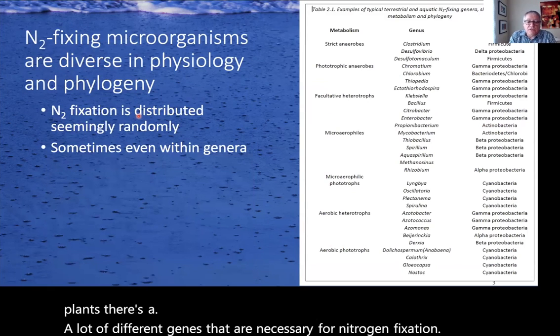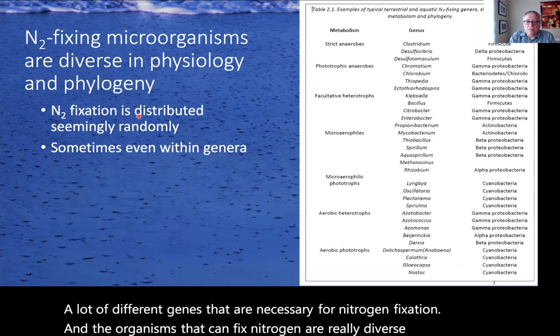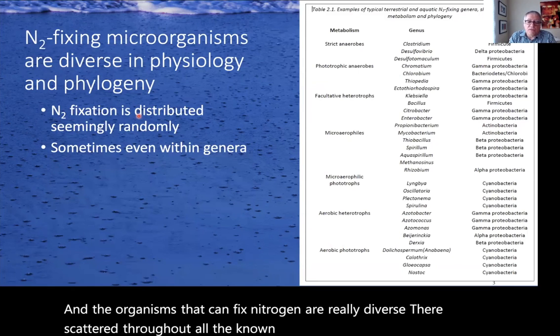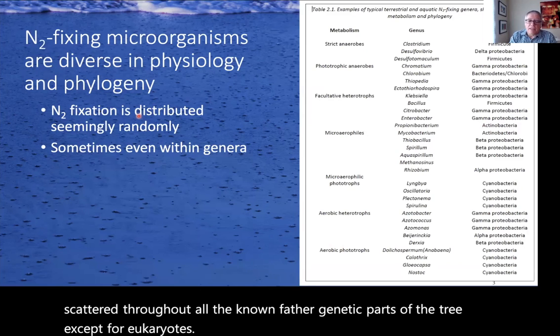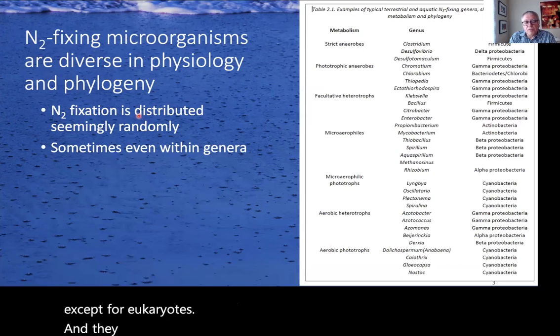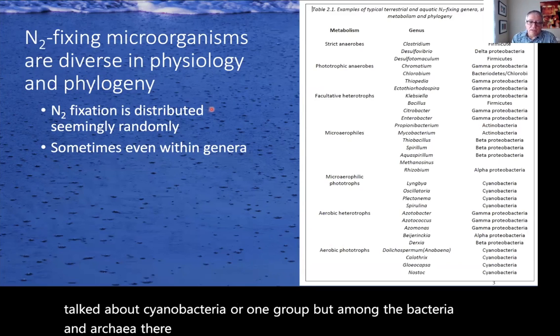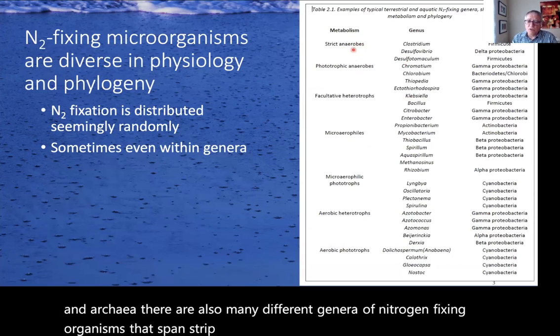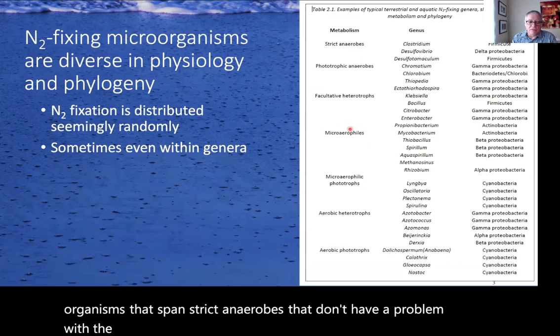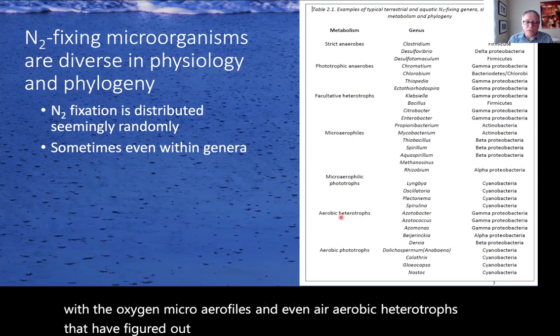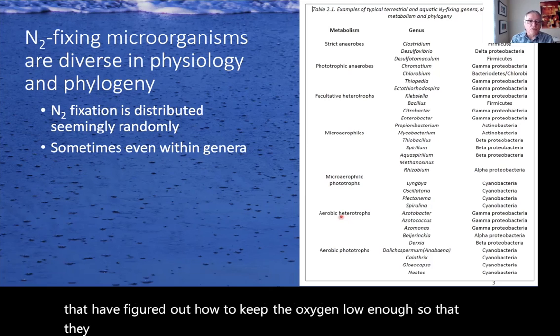And the organisms that can fix nitrogen are really diverse. They're scattered throughout all the known phylogenetic parts of the tree, except for eukaryotes. And they are diverse in their types of metabolism. As we just talked about, cyanobacteria are one group, but among the bacteria and archaea, there are also many different genera of nitrogen-fixing organisms that span strict anaerobes that don't have a problem with the oxygen, to microaerophiles and even aerobic heterotrophs that have figured out how to keep the oxygen low enough so that they can perform nitrogen fixation. So the point is the physiology is really diverse.